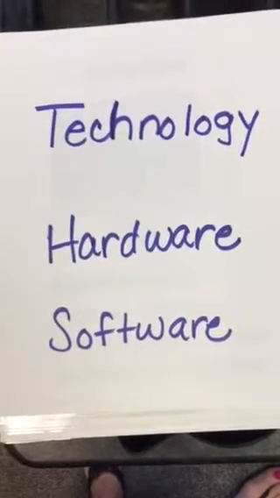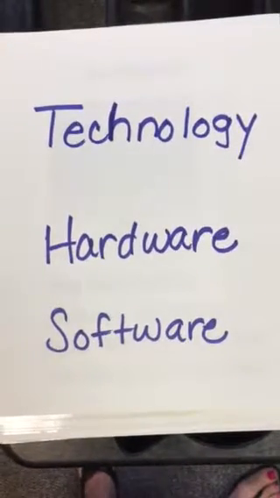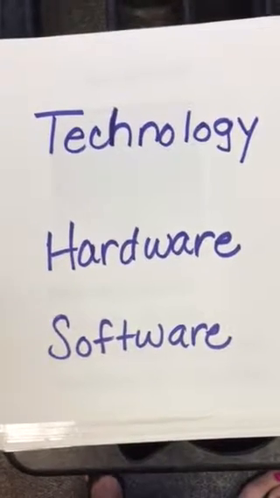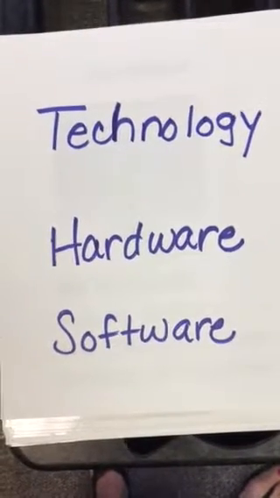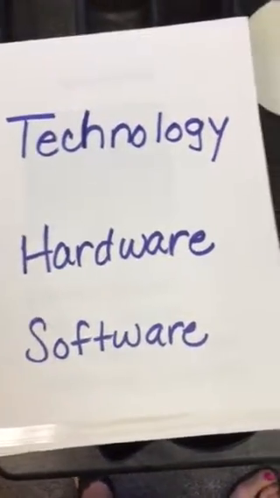Software is things that work inside hardware, programs like Reading Counts, Chrome. So your Chromebook would be hardware and the Chrome operating system would be software. So there's all kinds of different pieces of hardware and software. Today we're going to talk about hardware.